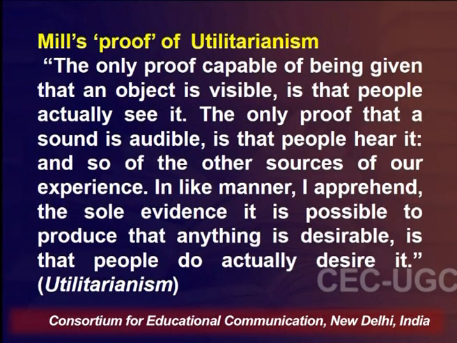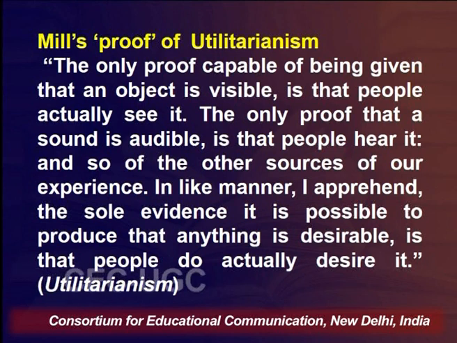Mill proves that pleasure is the only thing that is desirable, and all other things are desirable only as means to pleasure. Since everyone wants happiness, it is reasonable to infer that happiness is desirable. Mill provides a proof of utilitarianism, and I quote, "The only proof capable of being given that an object is visible is that people actually see it. The only proof that a sound is audible is that people actually hear it. And so, of the other sources of our experience. In like manner, I apprehend the sole evidence it is possible to produce that anything is desirable is that people do actually desire it," unquote.